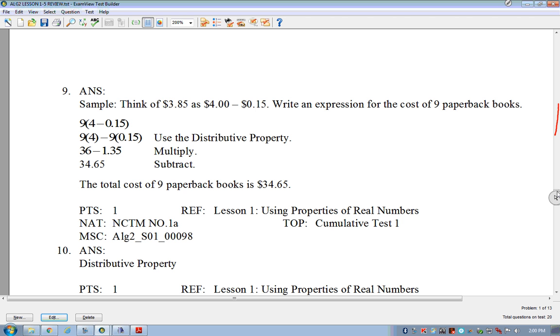Okay? You want us to use the distributive property? They used the distributive property. They wanted to see the distributive property being used.